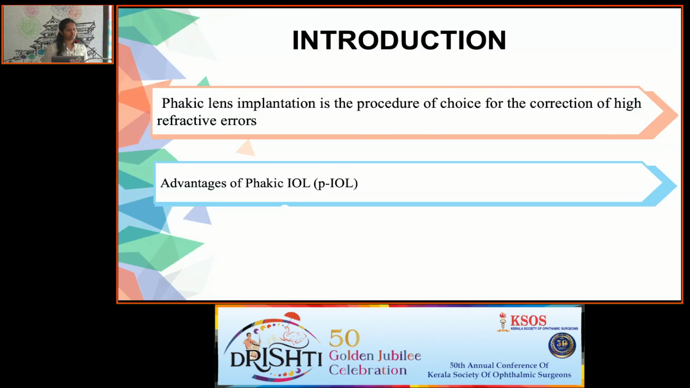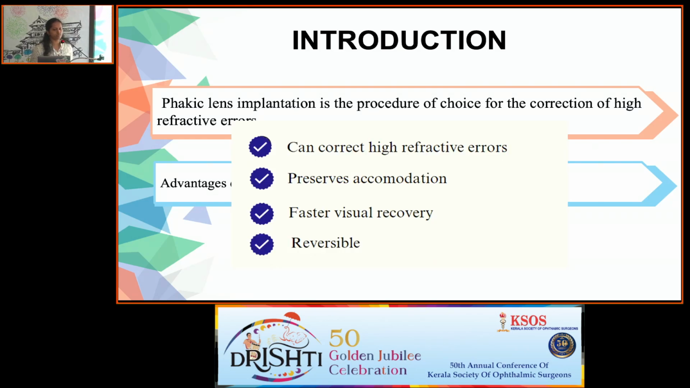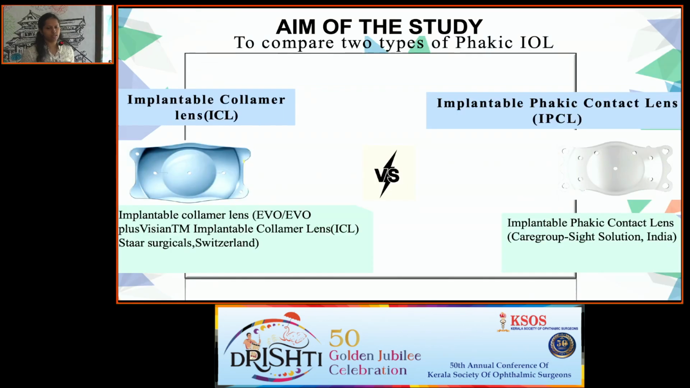Phakic lens implantation is the procedure of choice when it comes to the correction of high refractive errors. The advantages are that it can correct high refractive error, preserves accommodation, has a faster visual recovery, and is a reversible process. The aim of the study was to compare the implantable collamer lens by STAAR Surgical in Switzerland and the implantable phakic contact lens by the Care Group in India.